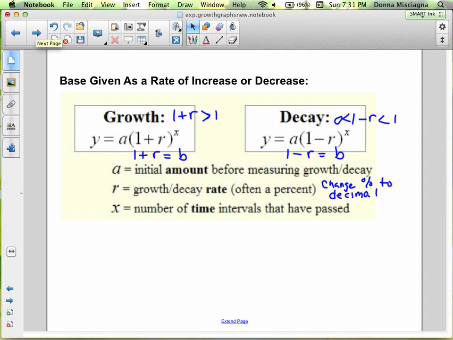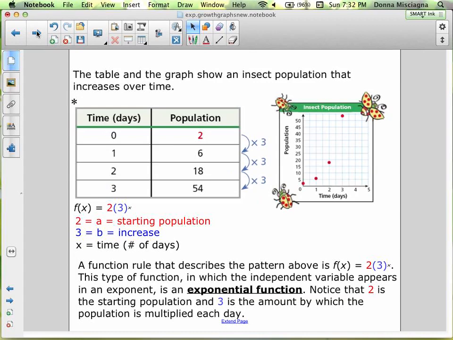The last thing we're going to do in this lesson is actually just identify the difference between growth and decay from an equation. We'll also just take a quick look at what an exponential growth equation looks like, just to kind of give you an idea of what's coming up. And I think that's next. Okay, so you should have this in your notes, but this is not in your notes. All right, just kind of gives you a little idea of what it's going to look like. So the table and the graph show an insect population that increases over time.